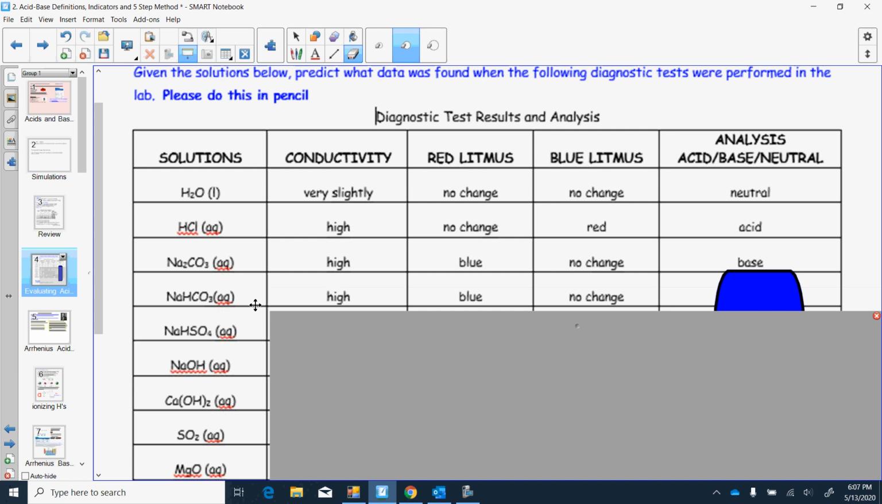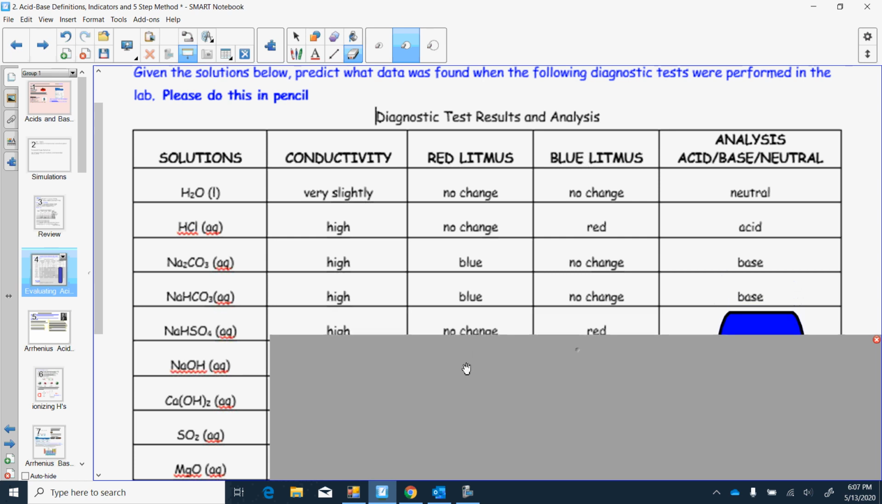Next one here, it's got an H, but it also has a sodium. So is it ionic? Is it an acid? You can start to see that some of our definitions might be in need of some repair or revision. So it has high conductivity, okay? But look at that, there's that blue. It turns it into a base, okay?